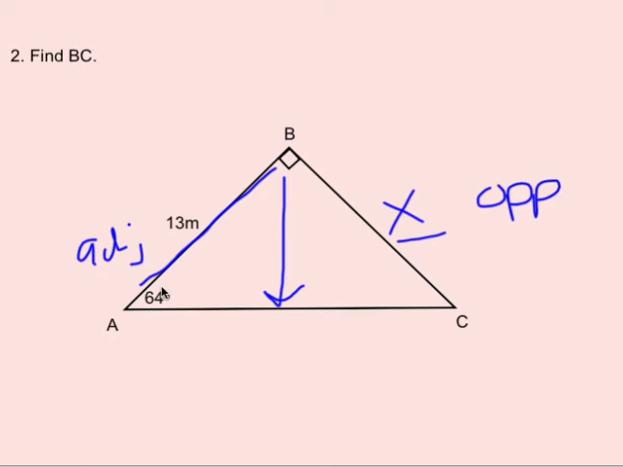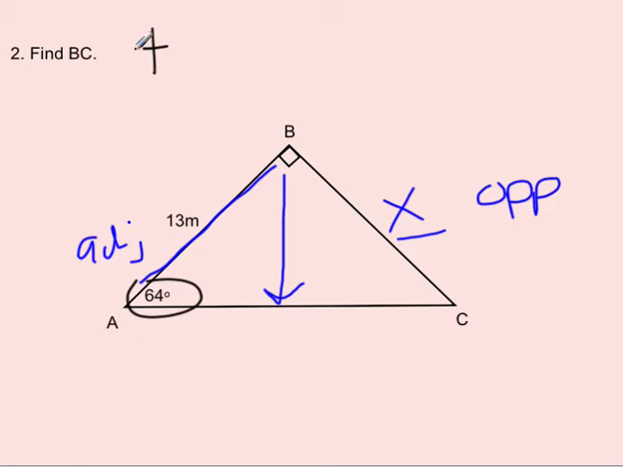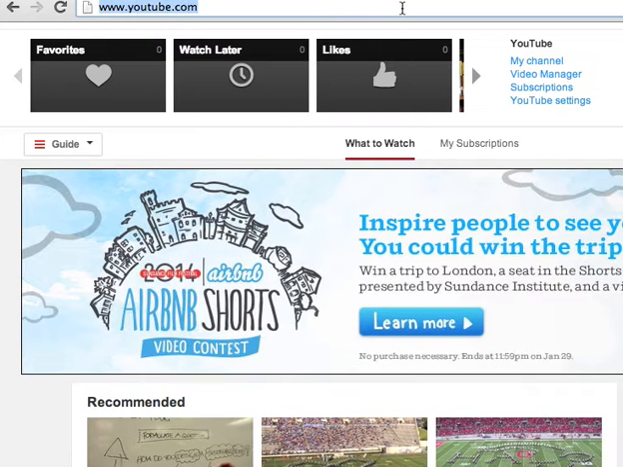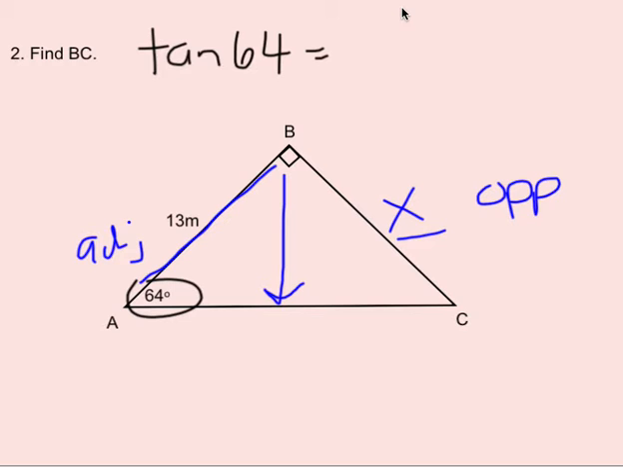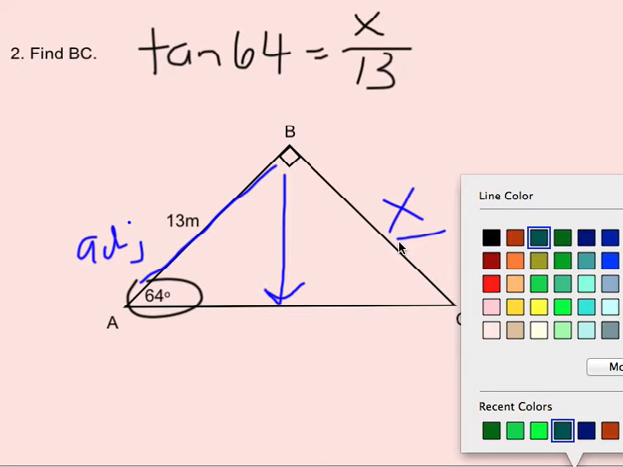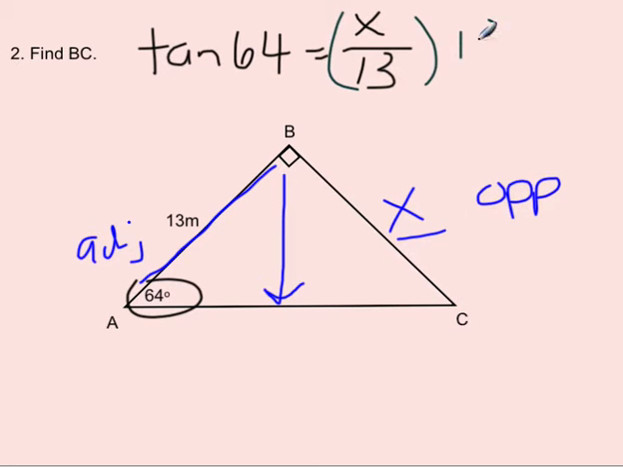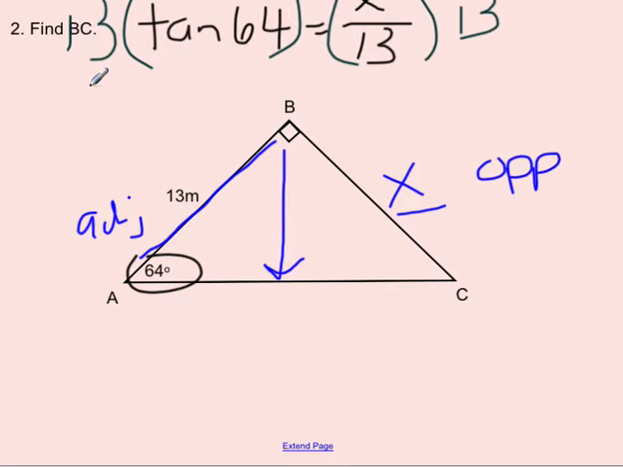So what I'm going to do is take the tangent of my angle. So tangent of 64, and I'm going to set that equal to my opposite, which is x, over my adjacent, which is 13. Okay, so let's go ahead and simplify that out more. Remember, that's being divided by 13. So to get rid of that divided, I'm going to multiply by 13 on both sides. So then I get 13 tangent of 64 is equal to x.